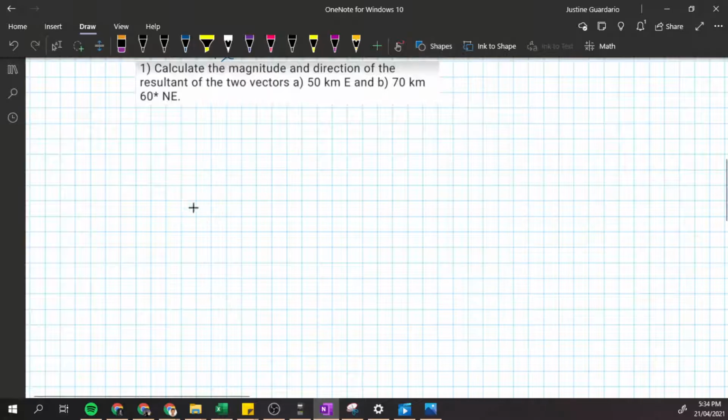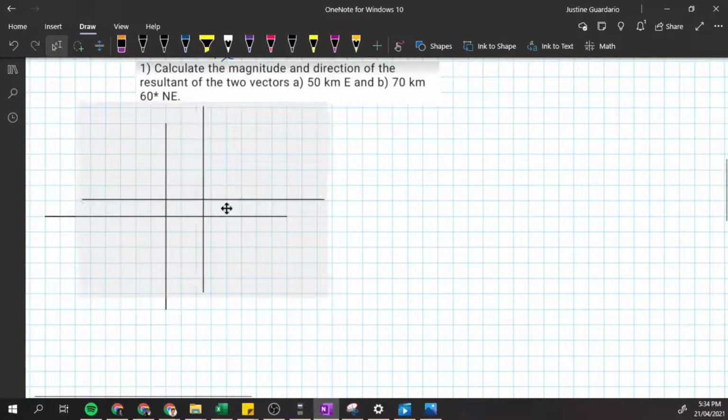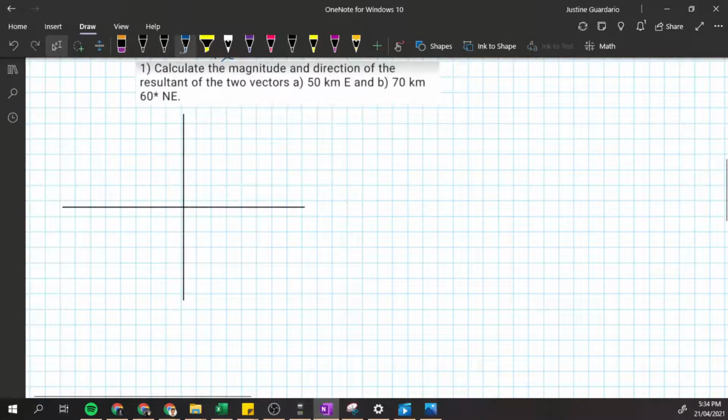Makita natin siya in its graphical form, or at least kahit hindi naka-scale, makita natin ano bang itsura nito. So, first, we have here the x-axis, di ba? Positive x-axis and a positive y-axis. We draw now the two vectors that we have. So, we have 50 km east. Since ang mga direction dito ay naka in terms of east, west, and south, di ba? We know this is north, this is south, this is east, and this is west.